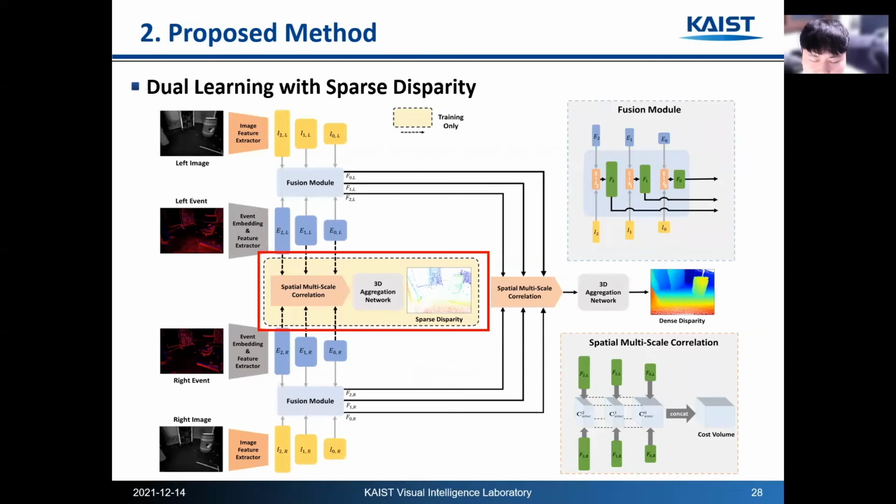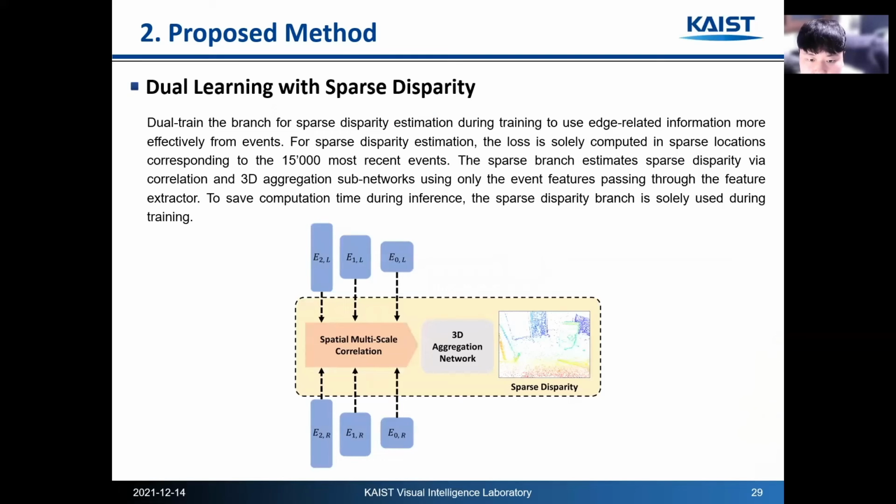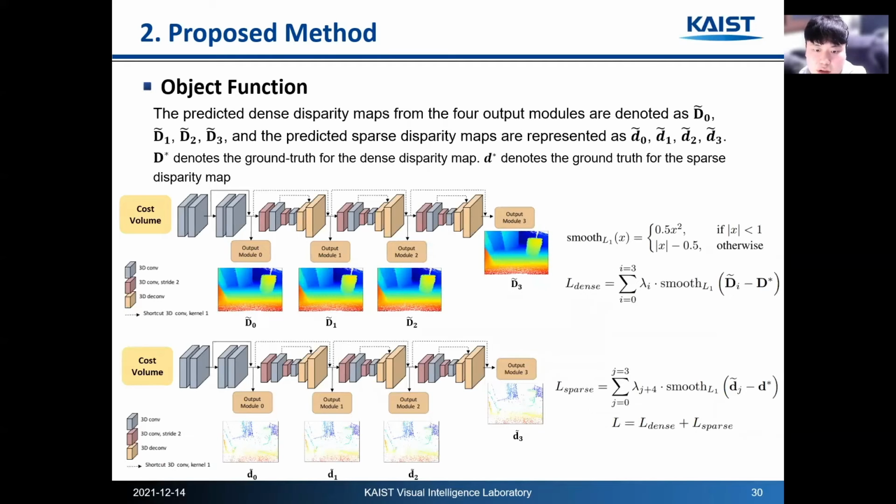Finally, I will explain the sparse disparity branch proposed to robustly use the event feature. In order to effectively utilize the characteristics of event data, we propose a dual learning method through a sparse branch. In the sparse branch, disparity is estimated only for the region where events occurred recently, and the loss is also given only for that region. This branch is used only for learning and not for testing or inference, effectively handling computational resources.